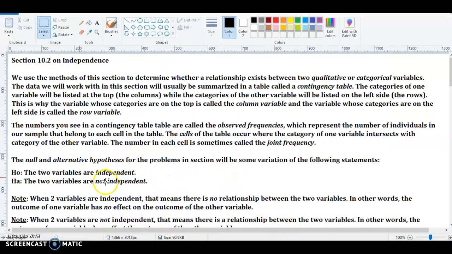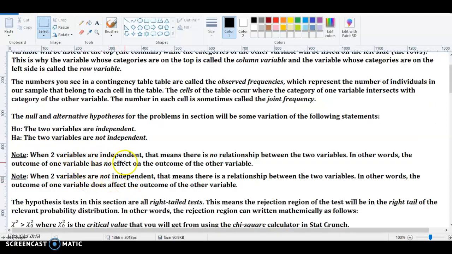Okay, let's move on here. The null and alternative hypotheses for the problems in this section will be some variation of the following statements. The null hypothesis is that the two variables are independent, and the alternative hypothesis is that the two variables are not independent. When two variables are independent, there is no relationship between them. In other words, the outcome of one variable has no effect on the outcome of the other variable. On the other hand, when two variables are not independent, there is a relationship between them. In other words, the outcome of one variable does affect the outcome of the other variable.